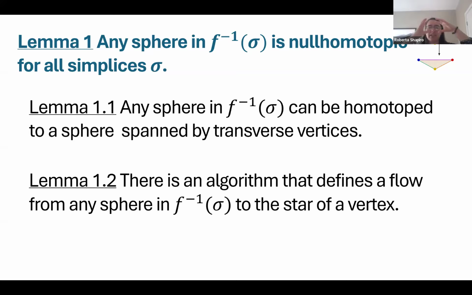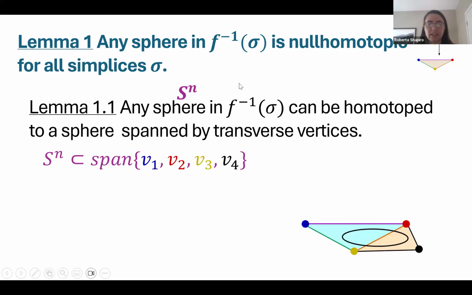And then once we have vertices that are transverse, we're just going to flow down to the star of one vertex. So how are we going to basically do all our flows? This is going to be the method behind our madness all the time.